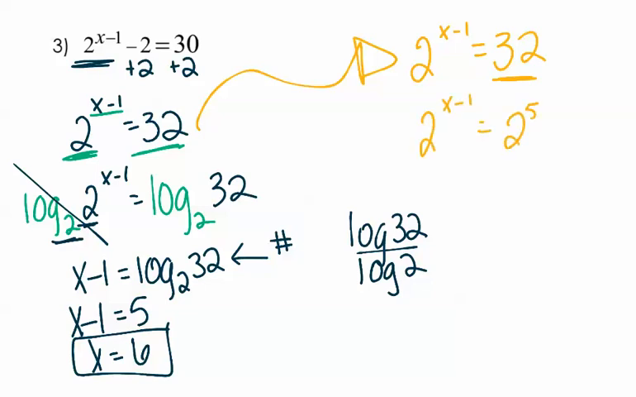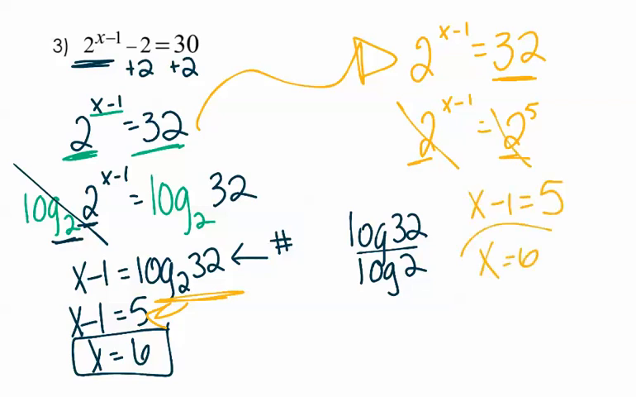Because, hey, log base 2 of 32 equals 5. And now that I have the base 2 on each side matching, I can go ahead and cross those out, equate my exponents, x minus 1 equals 5, and get that x equals 6. So notice we're getting that same answer either way that you're doing the problem. But sometimes you're going to be forced to do it this way on the left, like we did in our calculator.